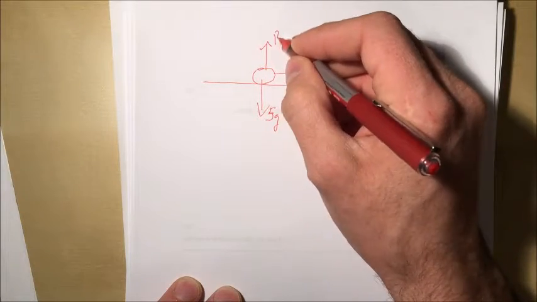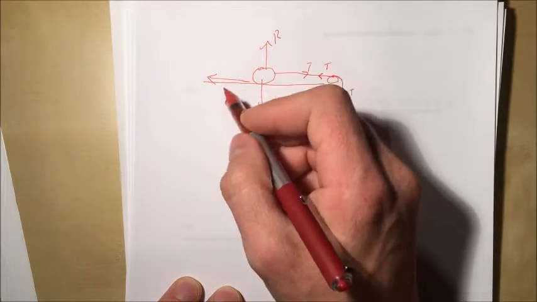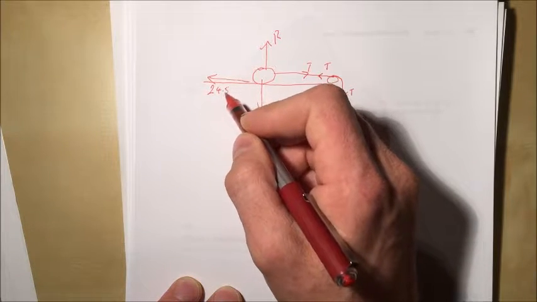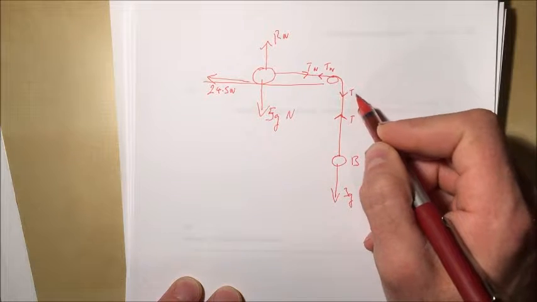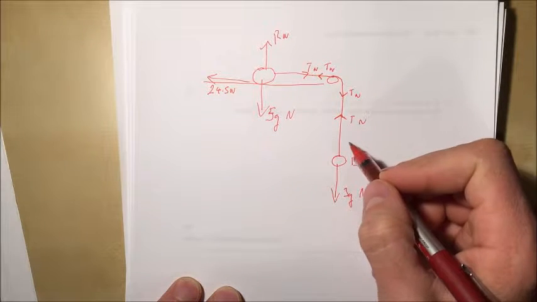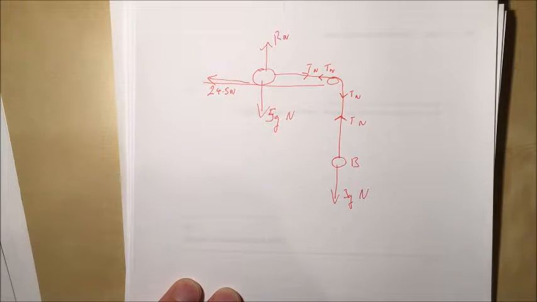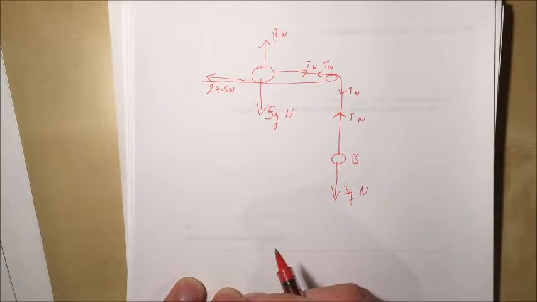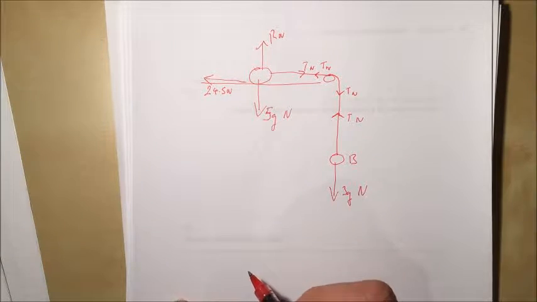There's a normal reaction from the table, and in this question we don't have a smooth table, so we have a 24.5 Newton force which is pulling backwards. And we are asked to find the acceleration in the system and the tension in the string. So there are two things we can do.